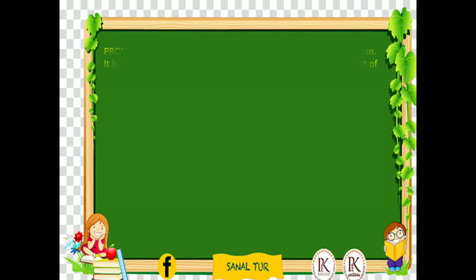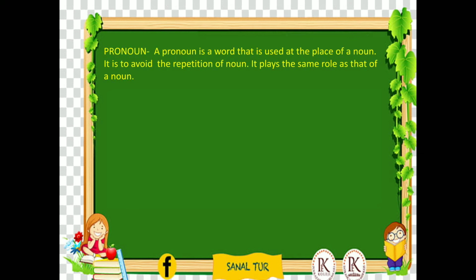First of all, we will read the definition of pronoun. A pronoun is a word that is used at the place of a noun. It is used to avoid the repetition of noun. Okay, it plays the same role as that of a noun. Like noun, it has number, gender and case, etc. Let's read some examples.